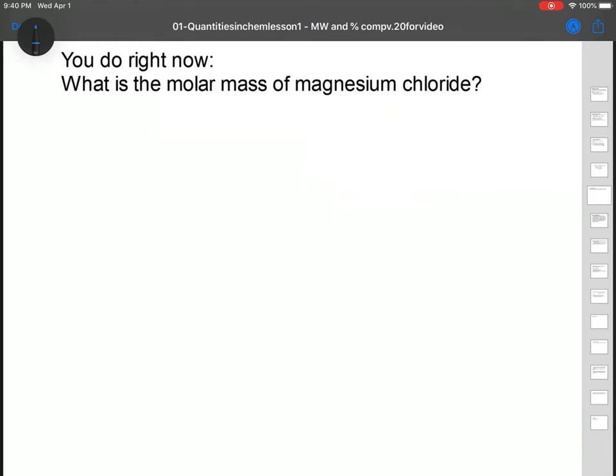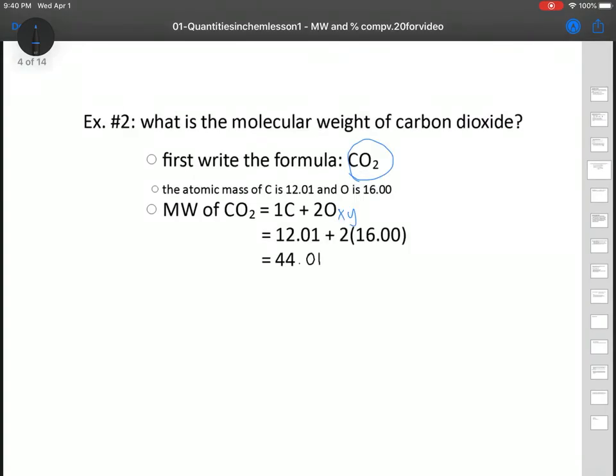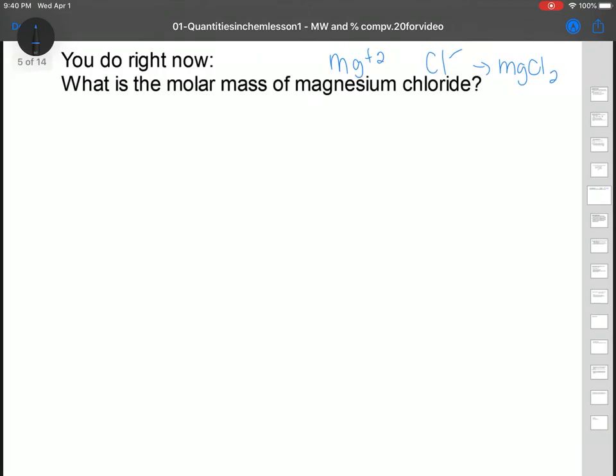Okay, so let's do the molar mass or molecular weight of magnesium chloride. So again, you need to write the formula. Okay, so you crisscross and you would end up with MgCl2. Moving forward, molar mass or molecular weight is actually going to be one of the simplest calculations that you are going to do. So you will probably in the end only need to write your answer, but for now we'll just show all of our work.